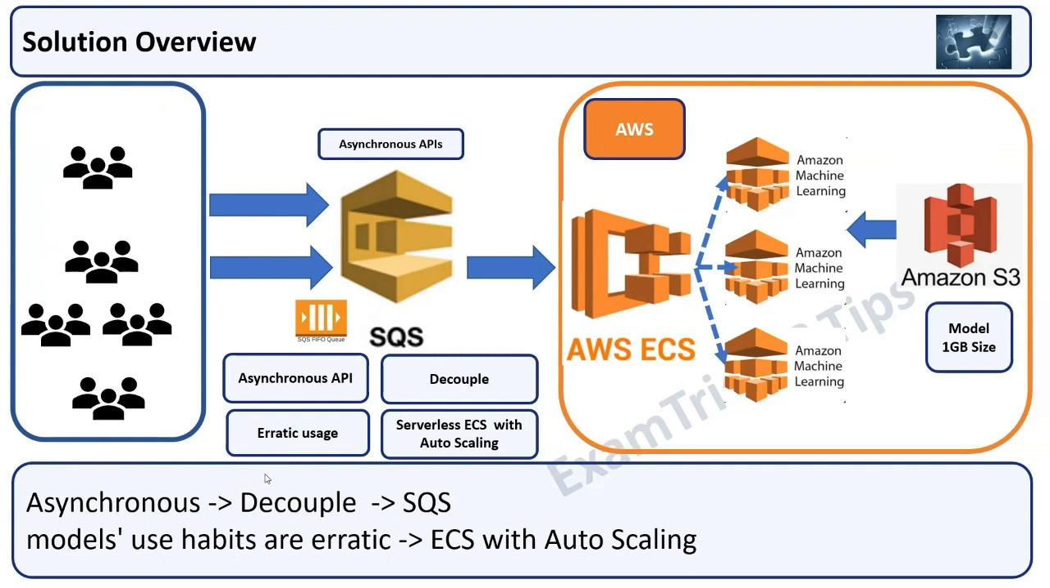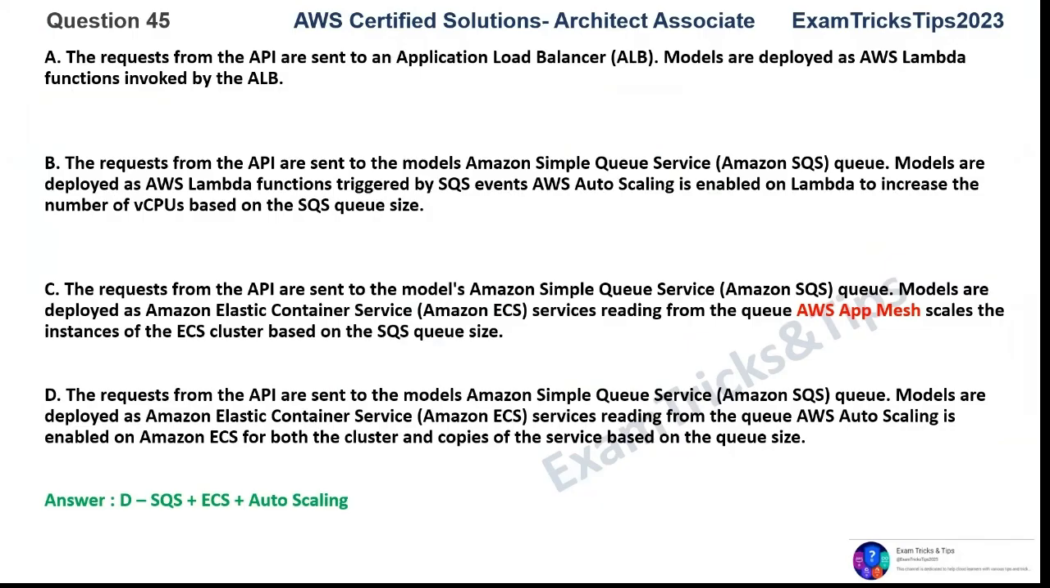Let's see what options we have and how close we are in terms of these options, and do we need any tweaks in the final answer. Because this question is very wordy, I'm just capturing options here. So we have 4 options here. Let's see what we have. Now the first option says the requests from APIs are sent to an application load balancer. Models are deployed as AWS Lambda functions invoked by ALB.